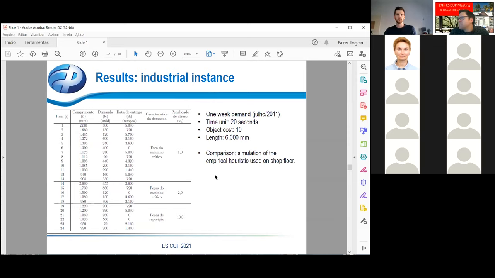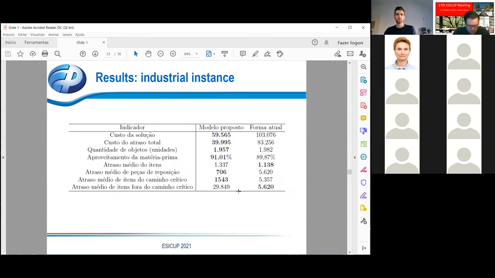Then we have an industrial instance that was collected at the factory that motivated that study. We have 1 week of demand of that saw cutting process, and we compared it with a simulation of an empirical heuristic that was understood from the shop floor at the factory. And we have an economy using our proposed model and including raw materials. Most of the value was from less tardiness costs in more weighted items. The total cost reduction was 42%.